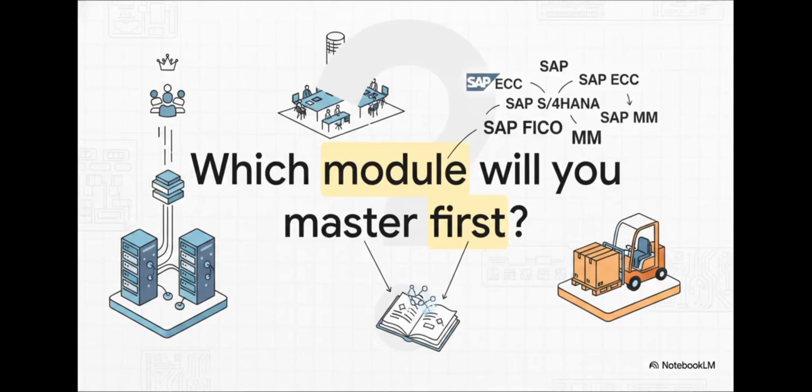We have walked through the entire corporate building today, from the technical bedrock all the way up to the executive suites and right down to the loading dock. You now have the translation guide in your hands. The alphabet soup finally makes sense. So the only question left is, now that you know the code, which module are you going to master first?